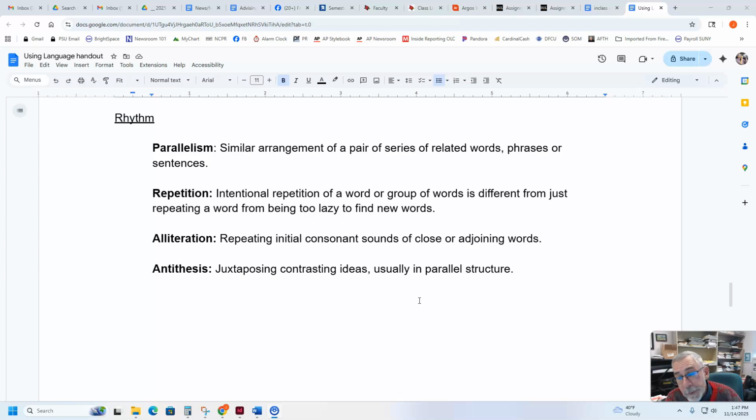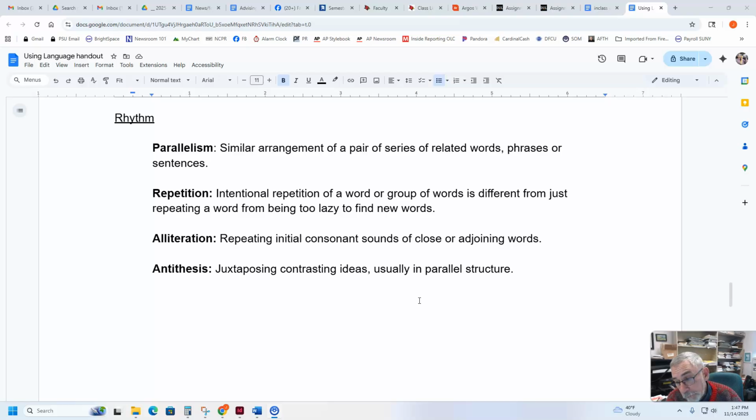How about this from a very famous speech? I have a dream that my 4 little children will one day live in a nation where they will not be judged by the color of their skin, but by the content of their character. Color of their skin, content of their character. That's a similar arrangement of a series of related words, and it is parallelism.